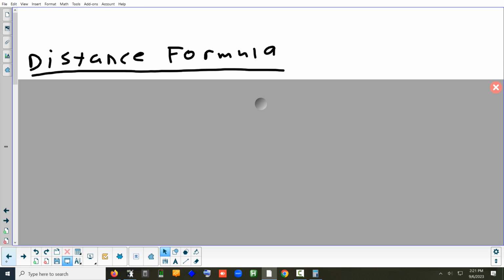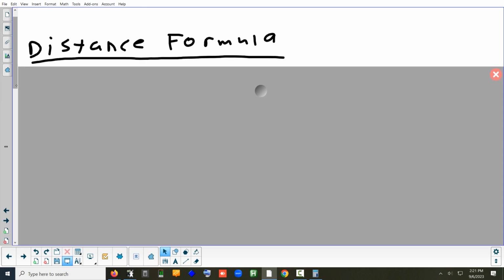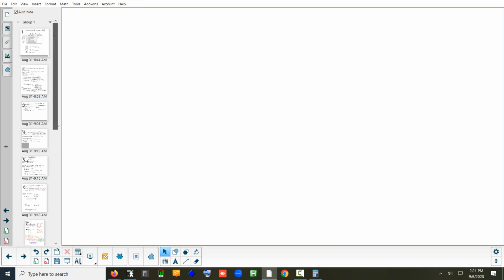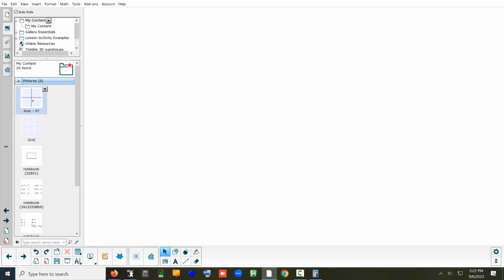All right, so last thing. So when we look at a two-dimensional coordinate system, we can find the distance between 2 points, just like we did on a number line. But it's a little different.